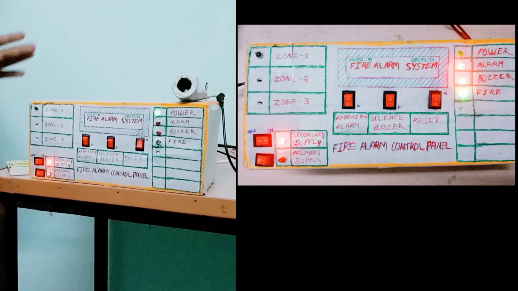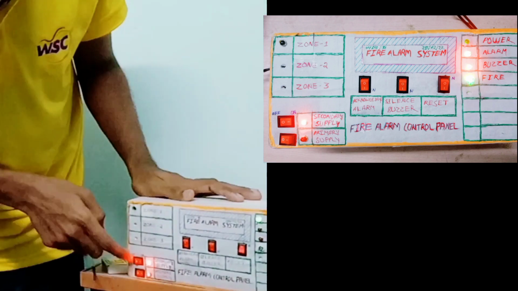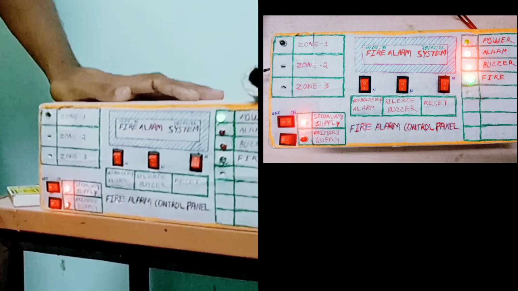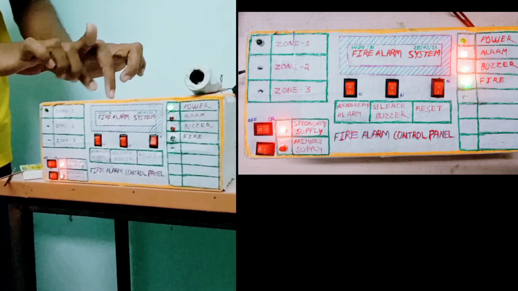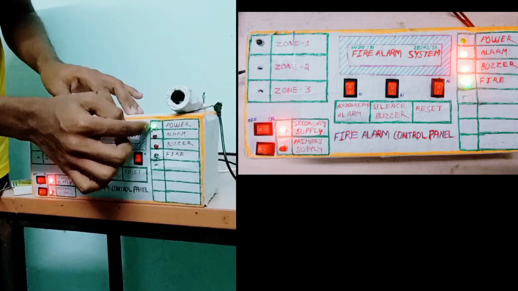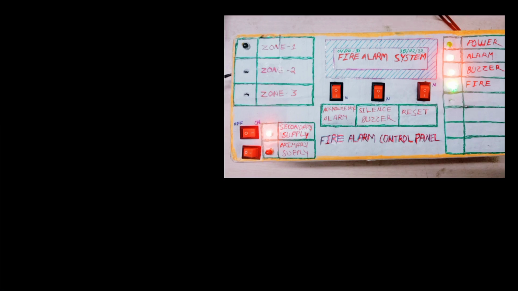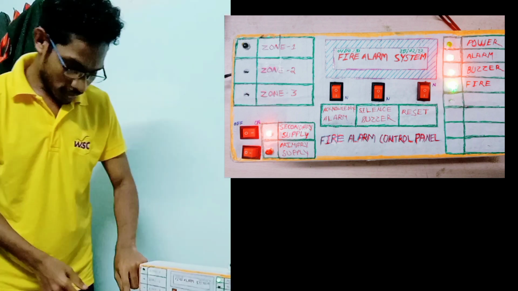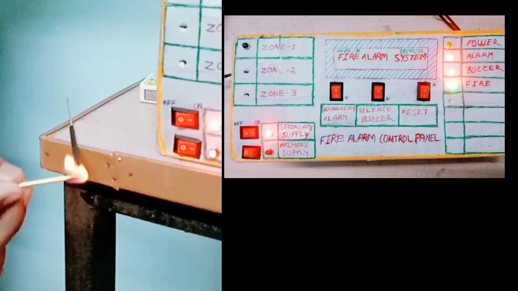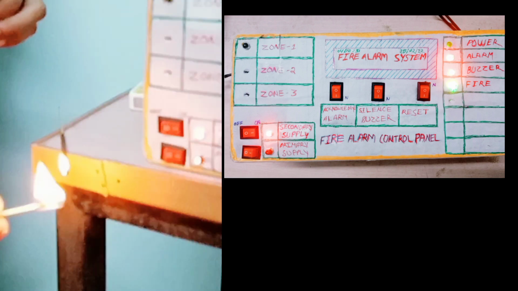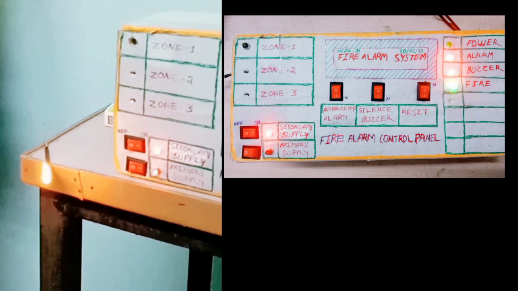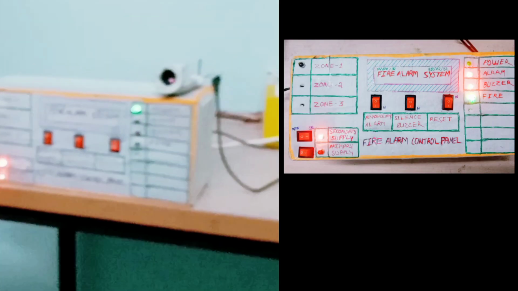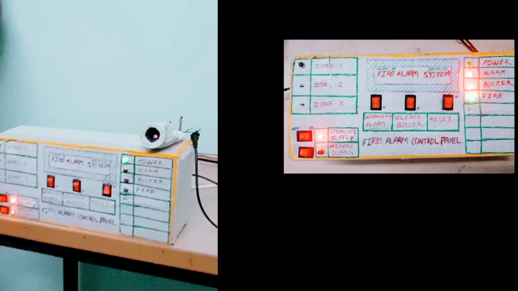Then all sound is closed. When two supplies are available, one primary and one secondary, and the power supply is present in the board, the power indicator is low. Now we activate the detector. Now you are giving the smoke to activate it.